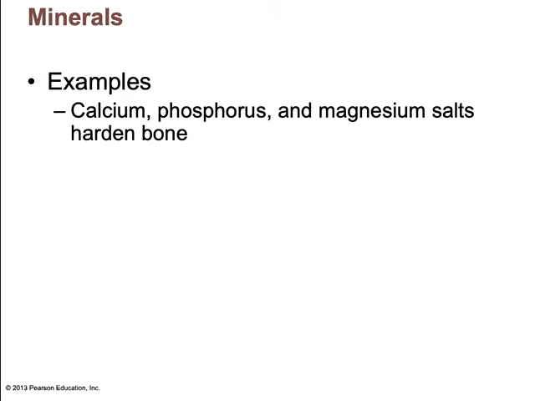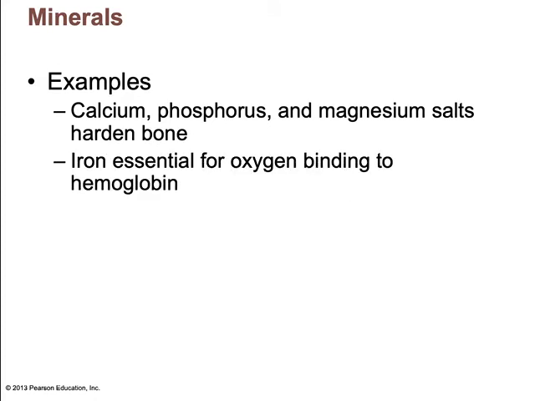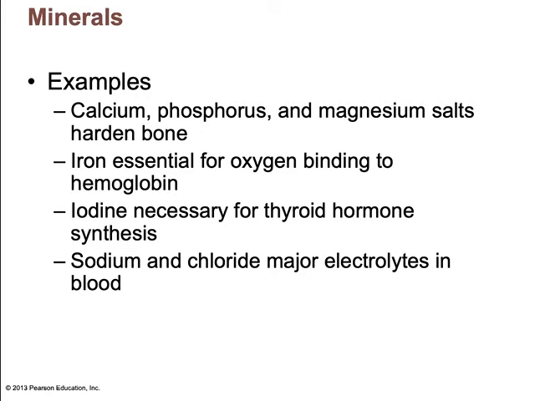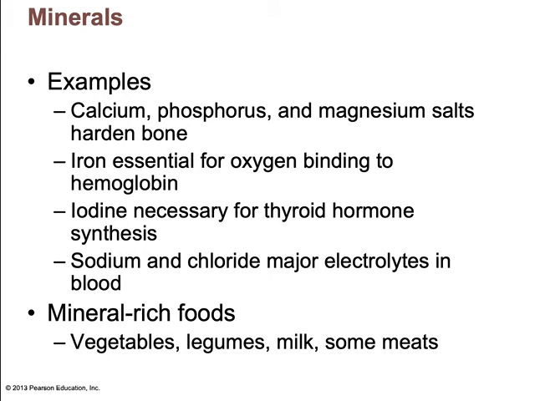Examples: calcium, phosphorus, and magnesium salts harden bone. Iron is critical for carrying oxygen in the body as a component of hemoglobin. Iodine is critical for thyroid hormone synthesis. And sodium and chloride and potassium are important in establishing membrane potential in the body. Mineral-rich foods include vegetables, legumes, milk, and meat.